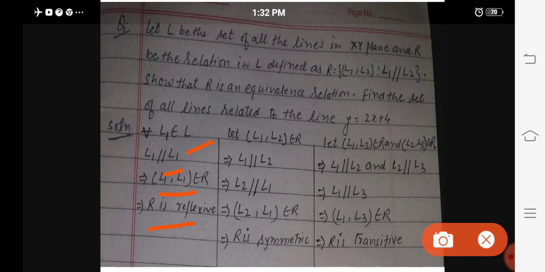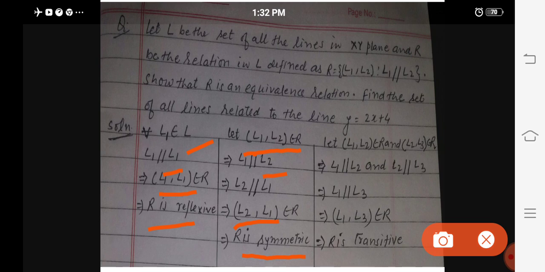Now come to the next part. Let us take an ordered pair (L1, L2) belonging to R. So (L1, L2) belongs to R means L1 is parallel to L2. If L1 is parallel to L2, then we can also say that L2 is parallel to L1. So when L2 is parallel to L1, it means (L2, L1) belongs to R. Hence we can say that R is symmetric.